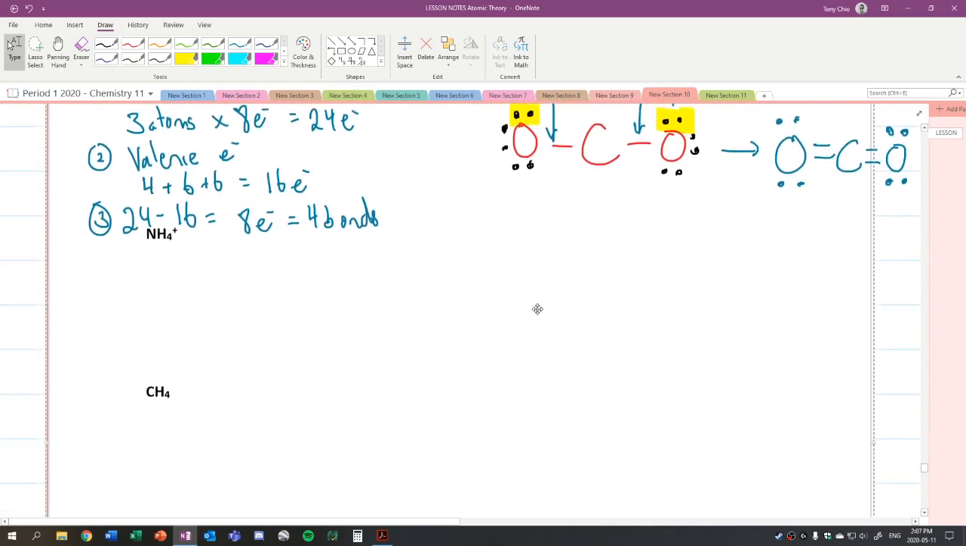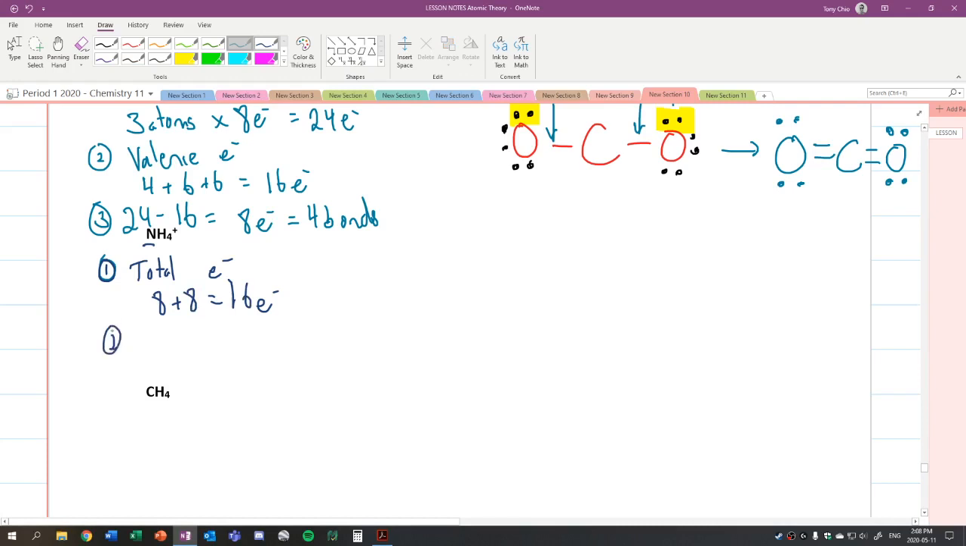Let's look at NH4. For NH4, let's look at the total number. So number 1, actually I'll change the font color. Number 1, the total electrons. So in this case, nitrogen is 8, hydrogen is 4. So 8 plus 4, and this should be 12 electrons. Oops, it should be 8 plus 8 because each hydrogen is 2. So it should be 16 electrons.